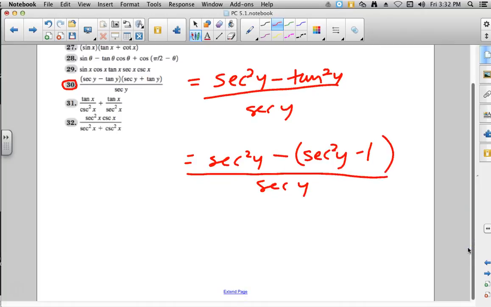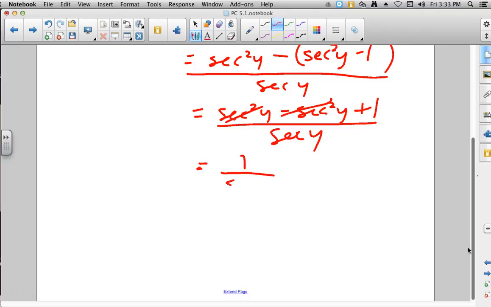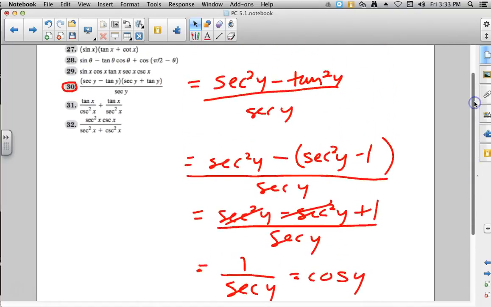So now let's see what's going on. Let's go ahead and distribute. So it'll be secant squared y minus secant squared y plus 1, all over secant of y. Cool. Those are subtracted out of there. So I have 1 over secant of y, and I just need to figure out what is 1 over secant. Well, that's cosine. So that would be the fastest way to get to that one. Again, there's many ways to do these. It's just a matter of trying to figure out which way is the fastest way to go.